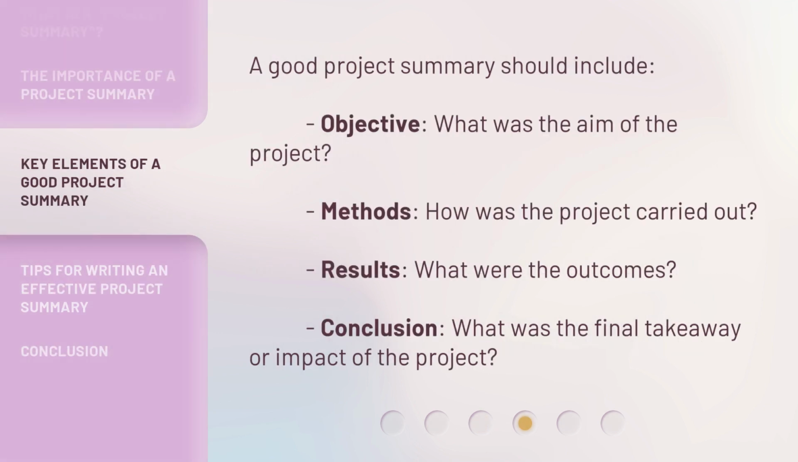A good project summary should include: objective. What was the aim of the project? Methods. How was the project carried out? Results. What were the outcomes? Conclusion. What was the final takeaway or impact of the project?